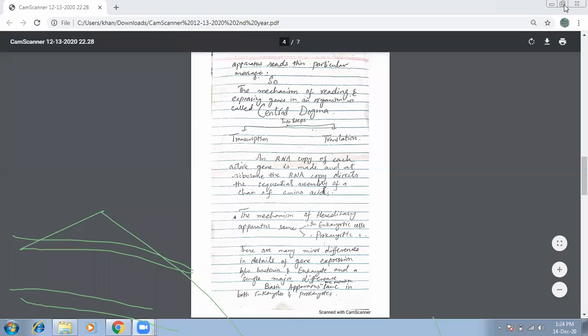I will describe all this that I have told you through a diagram.